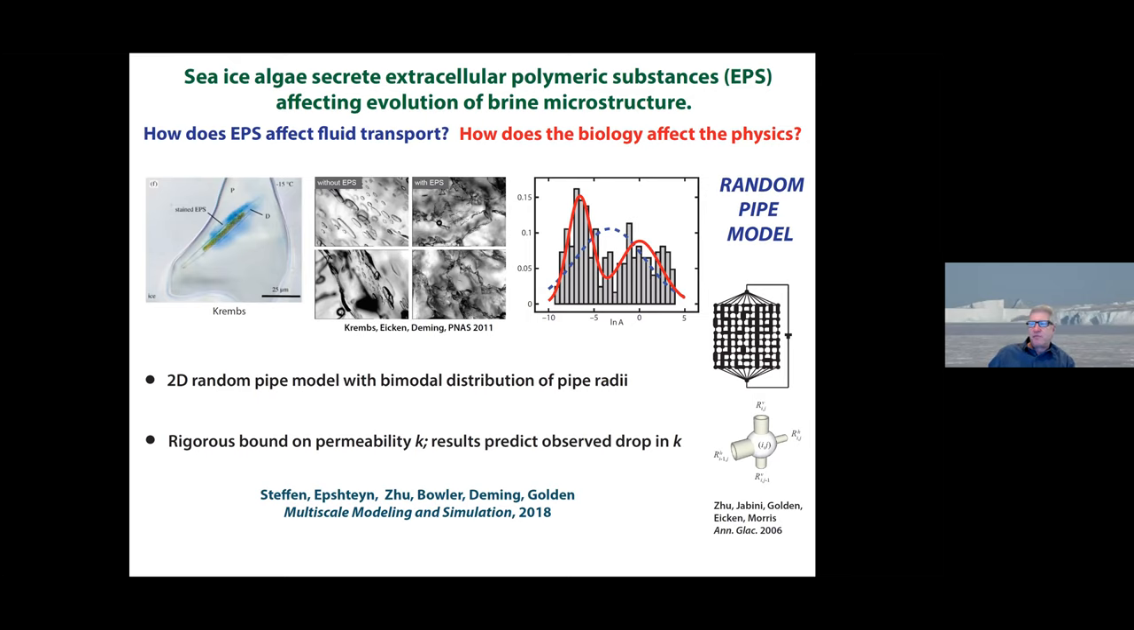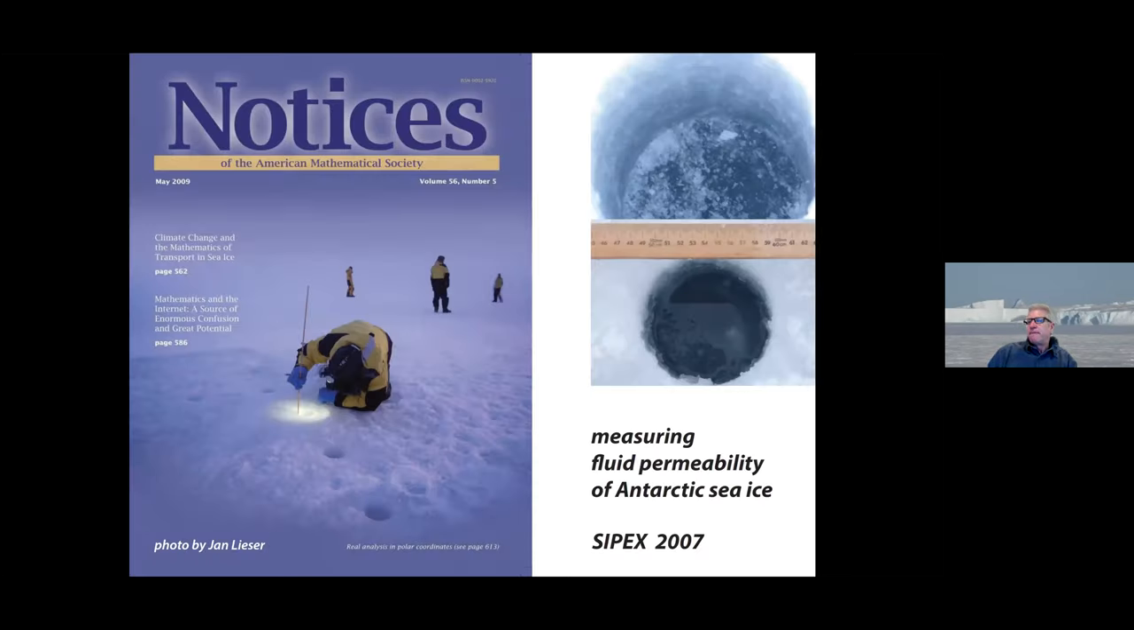And we have some related biological studies going on with us now. Okay, so this is measuring the permeability. This was a photo that was taken that I had no idea was being taken. This is me on the ice in Antarctica. I was actually taking the first measurements ever of fluid permeability in the Antarctic ice pack. And this is the cover of the AMS Notices. You think this is like big experiments, but in fact, these guys were playing soccer.